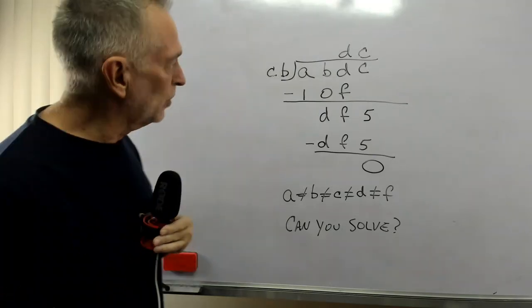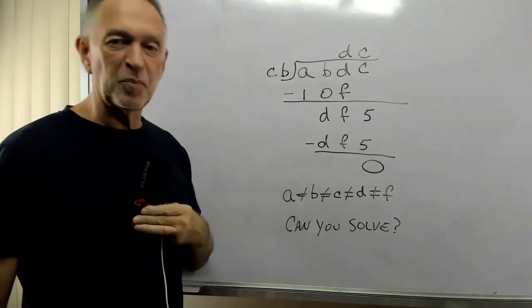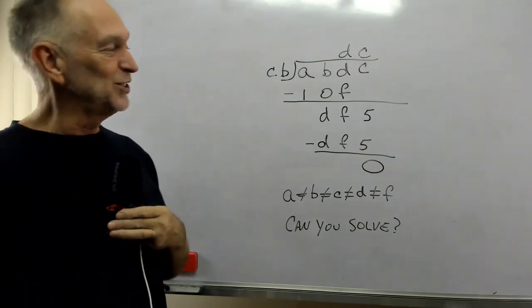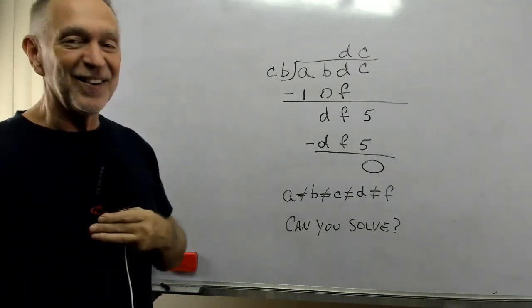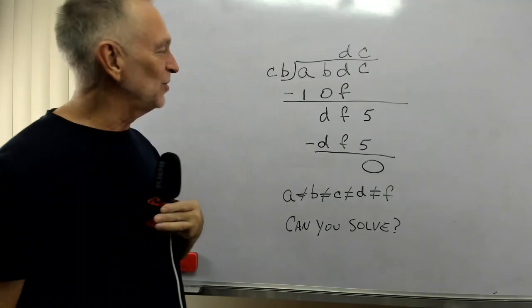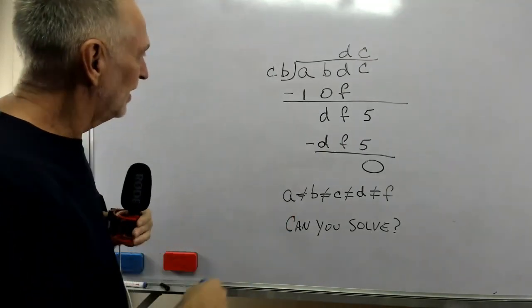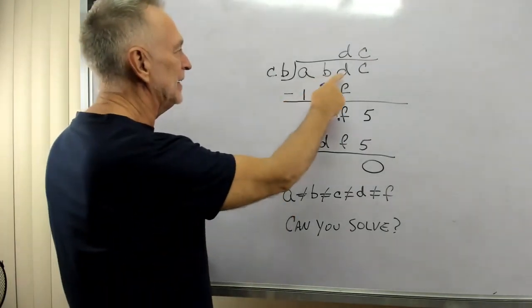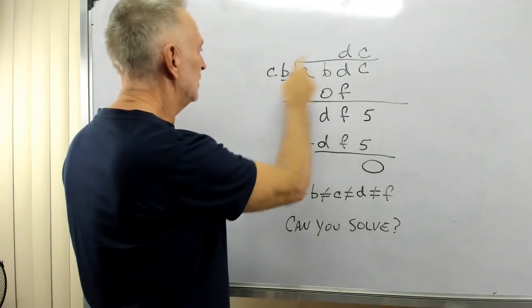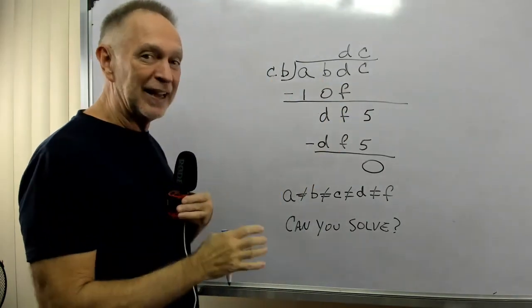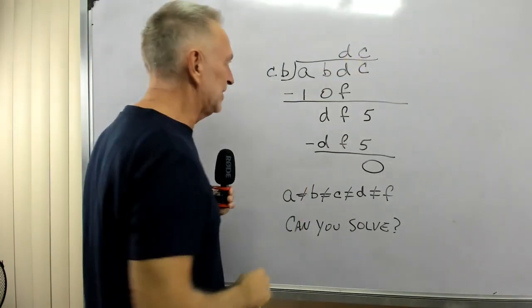And tonight we have another one of these crazy problems you guys seem to enjoy. Why you like these, I don't know, but you do. So that's okay. All right, we have ABDC divided by CB, and that equals DC.